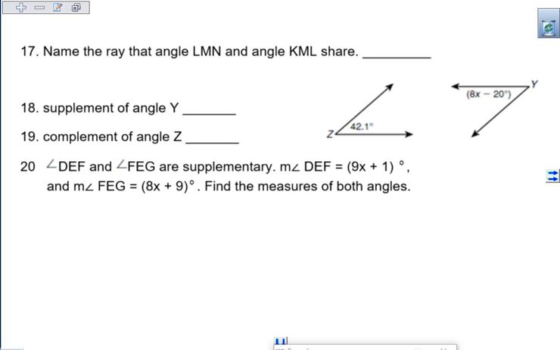Next up, name the ray that angle LMN and angle KML share. So look at our letters here. What is the same between these two angles? Okay, the L is the same, and the M is the same. Which letter is the vertex? The M is the vertex. So that is where you have to start. Ray ML.